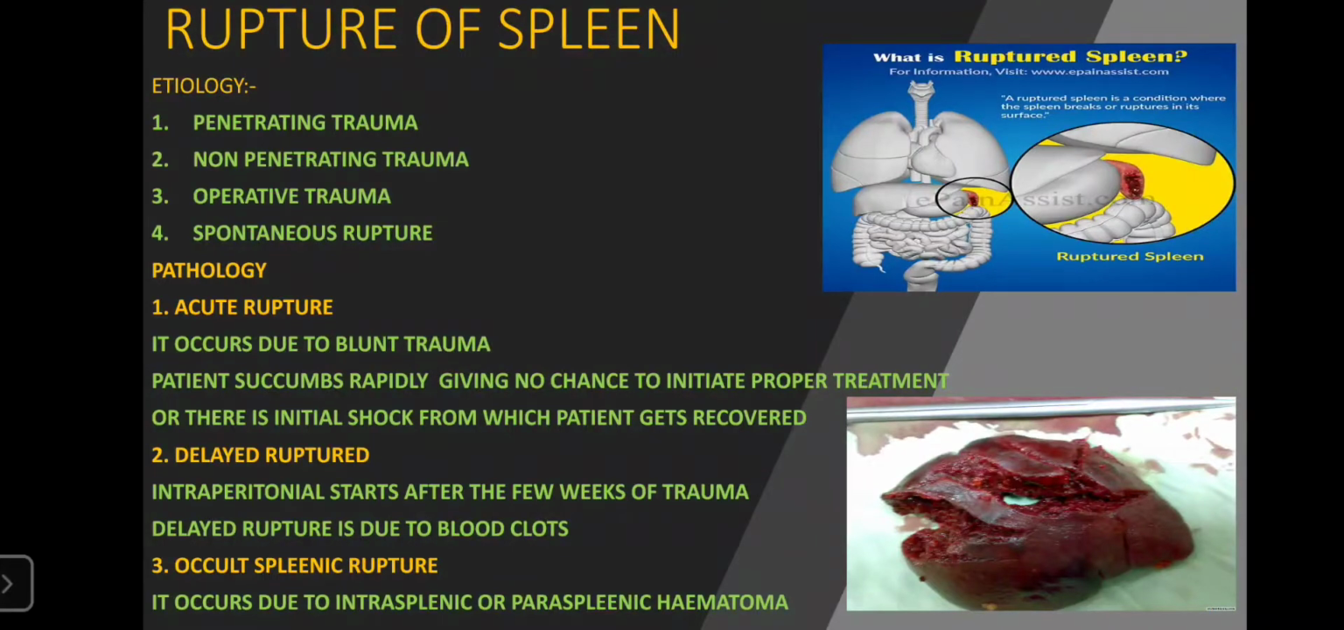The delayed rupture starts after a few weeks of trauma. It is an intraperitoneal condition and it is due to blood clots. The occult splenic rupture occurs due to intrasplenic or parasplenic hematoma.